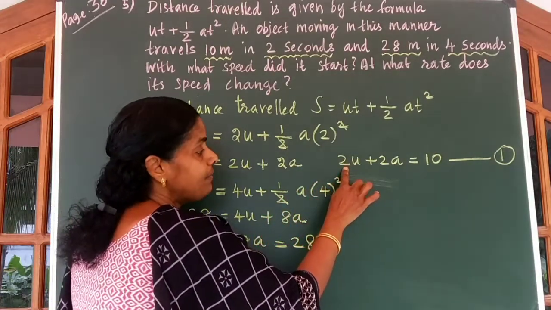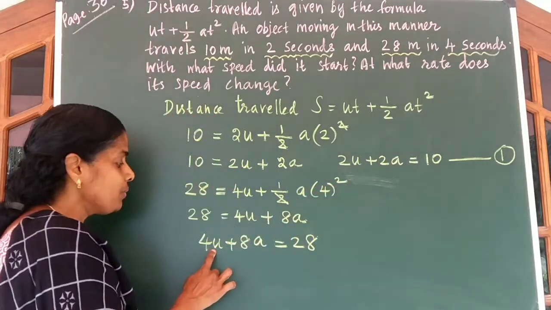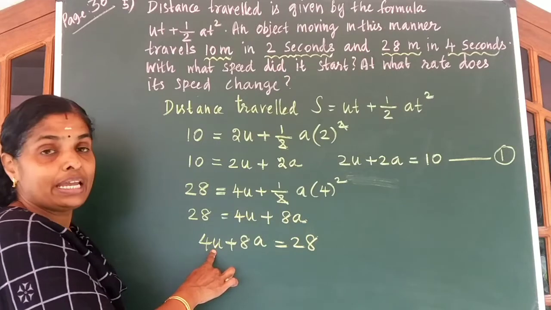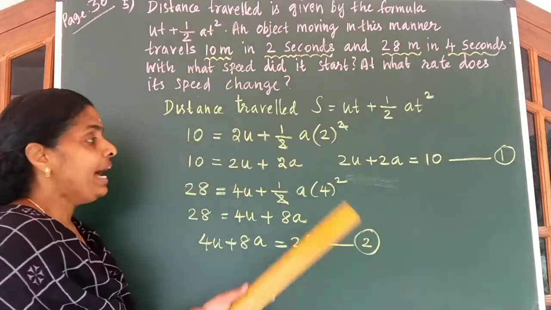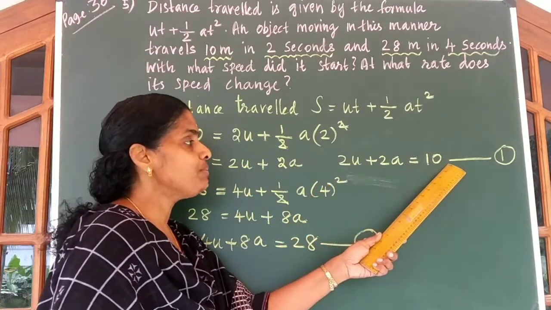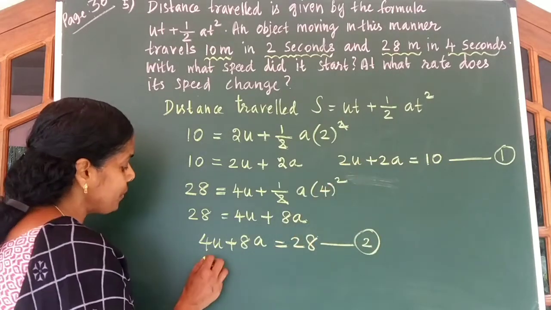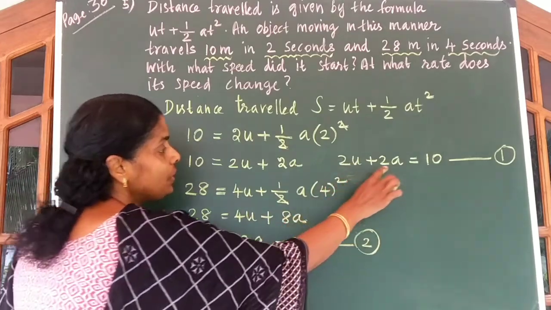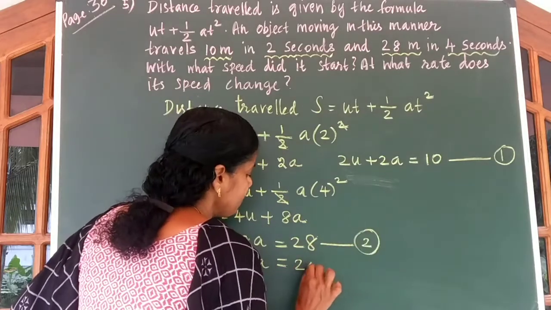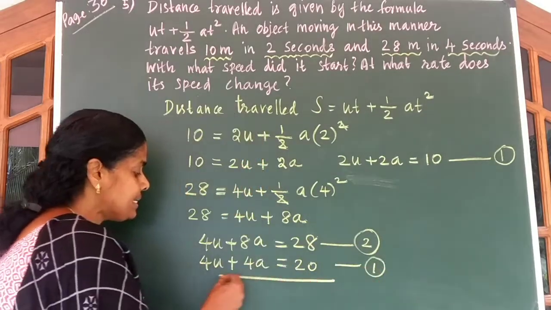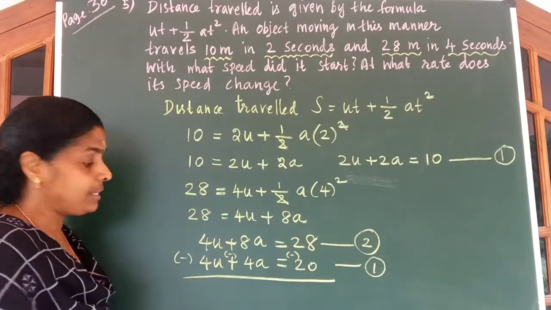Now in the first equation you get 2a plus 2u. Here you got 4u. So what can we do? Let us keep this equation as the second equation and let us multiply all terms of the first equation with 2. So that you get 4u plus 2 into 2, 4a is equal to 10 into 2, 20.